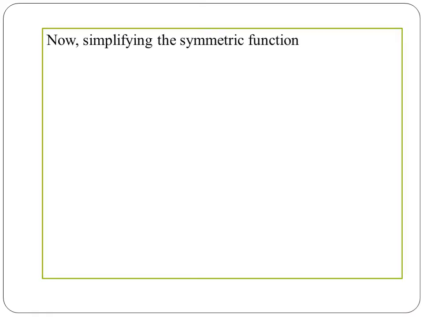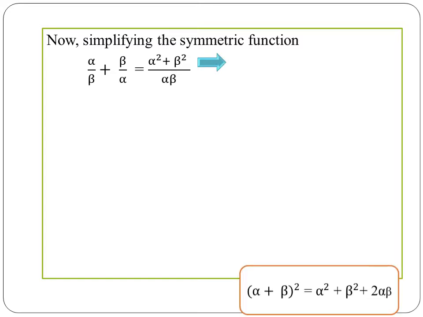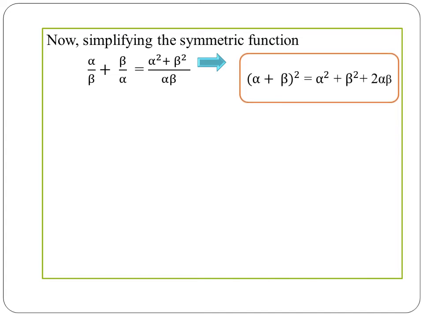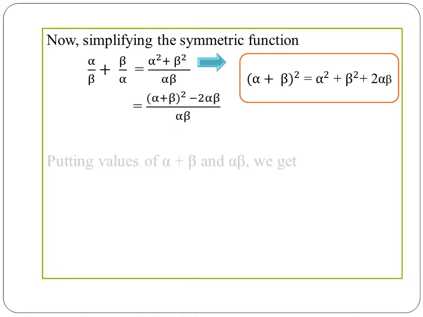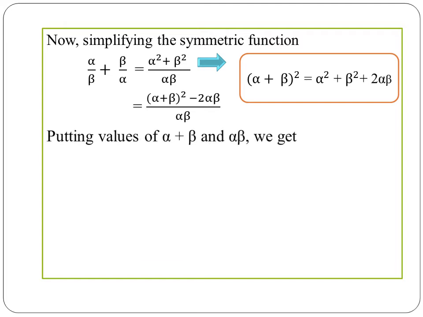First of all, simplify the given symmetric function by taking the LCM and we will get the following expression. Now students, if we notice the numerator, it's alpha square plus beta square and we don't have the value of alpha square plus beta square. So we will use the formula alpha plus beta whole square equals alpha square plus beta square plus 2 alpha beta and convert the expression in terms of the sum and the product of roots. Putting the value of sum and product from the previous slide, we will get the following expression. And on further simplification, we get this.